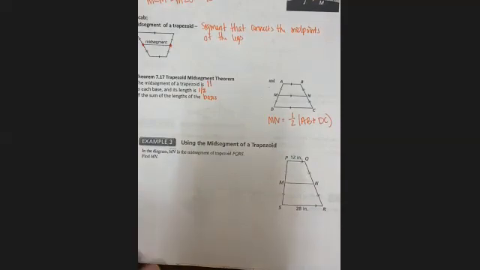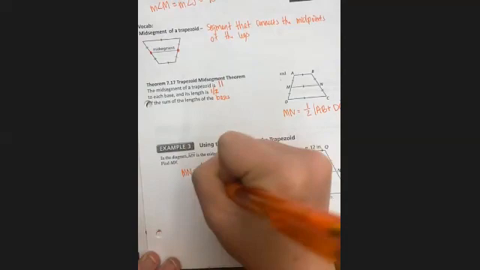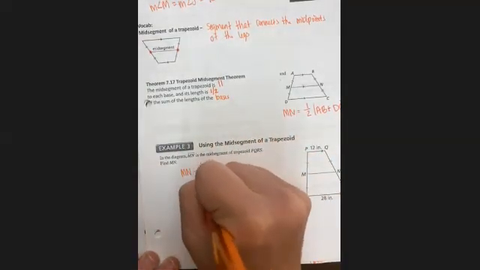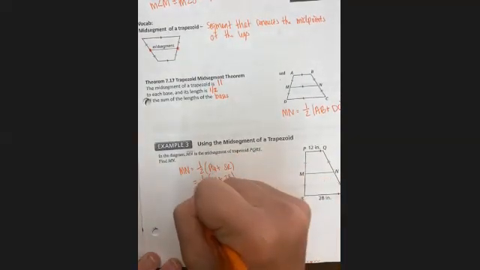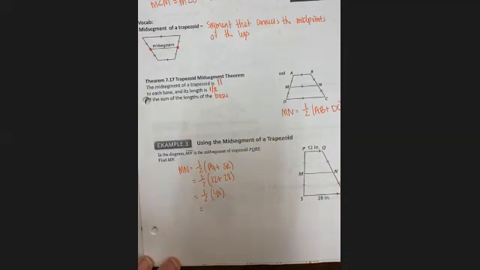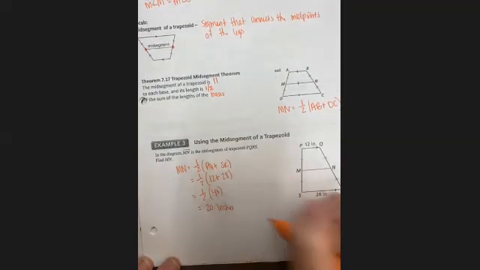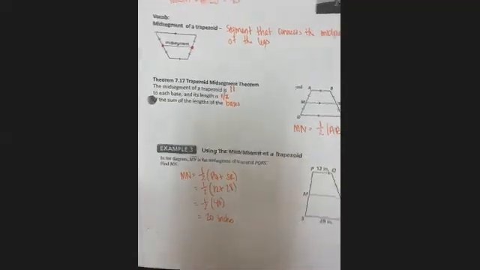Okay, so then in example 3, it says in the diagram, MN is the mid-segment of trapezoid PQRS, find MN. So MN is equal to 1/2 of PQ plus SR. So I know that PQ is 12 and SR is 28. So 12 plus 28 is 40, 1/2 of 40, or 40 divided by 2, is 20, and it's measured in inches. Okay, you can turn the page there.